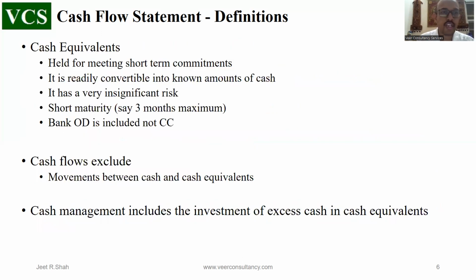So as I told you, what is cash equivalent? They are held for meeting the short-term commitments of the company. It is readily converted into known amounts of cash. There's very insignificant risk of reduction in value. They are in short-term maturity, less than 3 months mostly. As per Ind AS 7, even bank OD is a part of your cash equivalent. However, the cash credit that you get from the bank is not included in the cash equivalents.